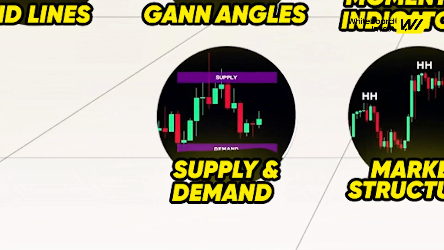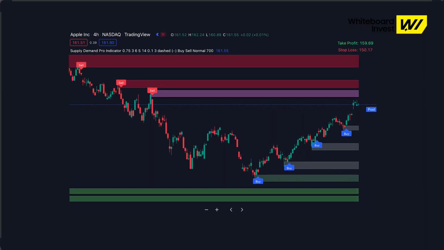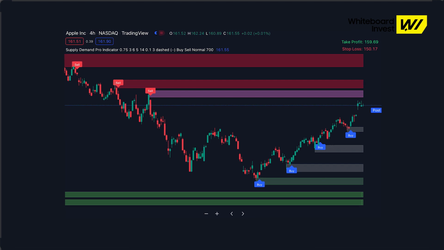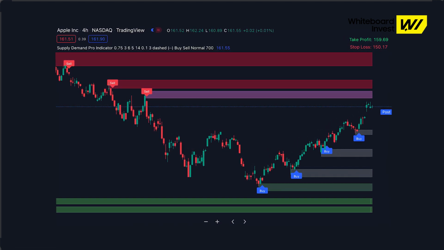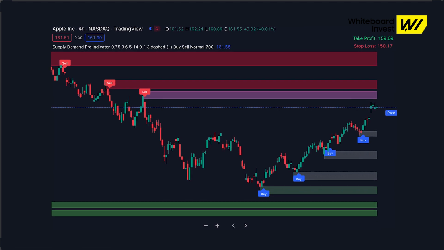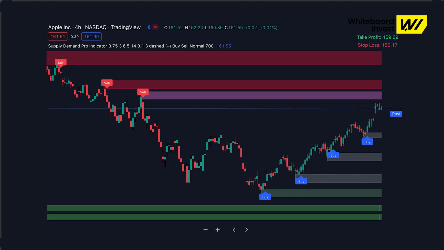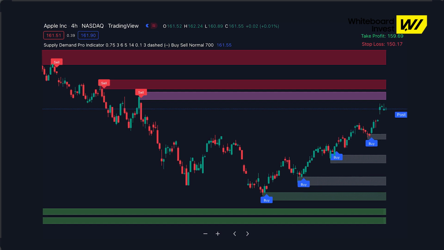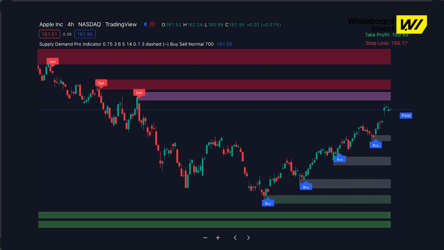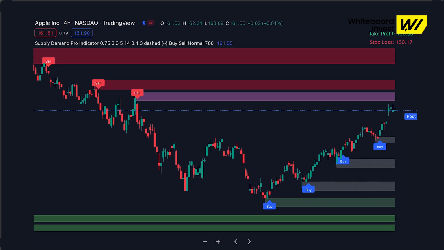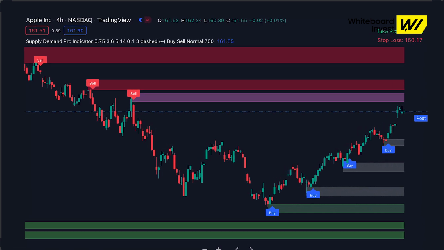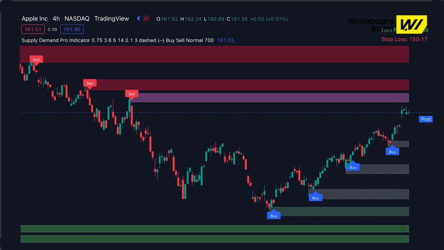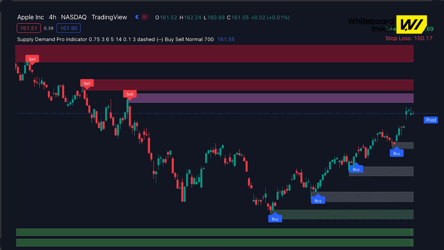Supply and demand zones, also known as order blocks, are areas where significant price movements have occurred. A demand zone is identified when price moves significantly upwards from a level, indicating strong buying interest. Conversely, a supply zone occurs when price moves significantly downwards from a level, indicating strong selling interest. Similar to support and resistance, these zones can be treated as key levels for potential entry positions.